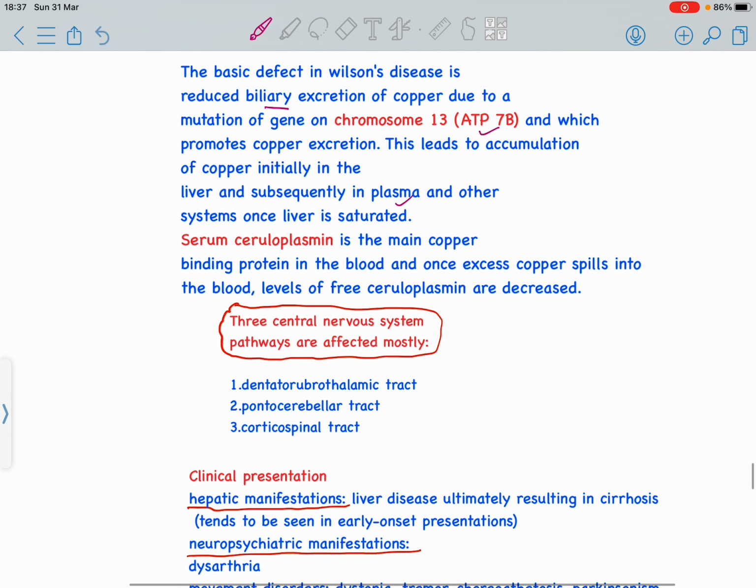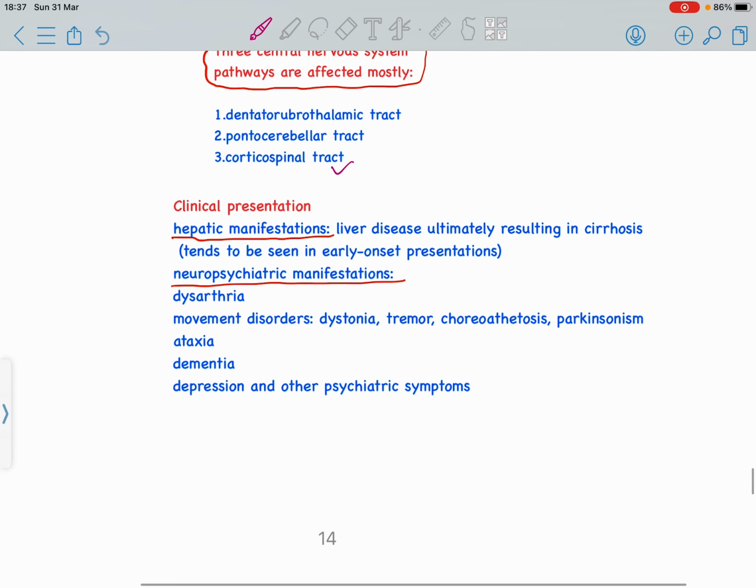So three central nervous system pathways are mostly affected, that are the dentatorubro-thalamic tract, pontocerebellar tract, and corticospinal tract. So coming to the clinical presentation, first of all is the hepatic manifestation. Liver disease ultimately results in cirrhosis and tends to be seen in early onset presentation.